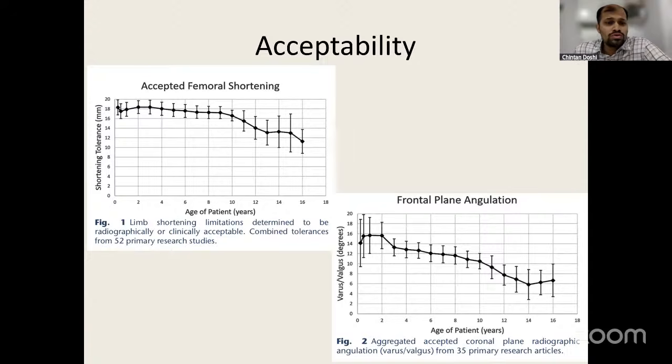Shortening up to 2 centimeters in a child less than 6 years old is very well tolerated and gets almost adjusted with the height as the child grows. But as the child grows beyond 6 to the adolescent age group, this acceptability criterion comes down to almost a centimeter. So that is where you have to be careful when you're treating the older children.